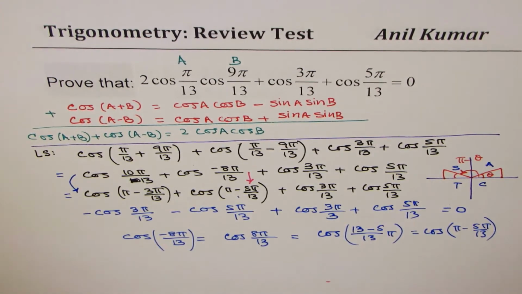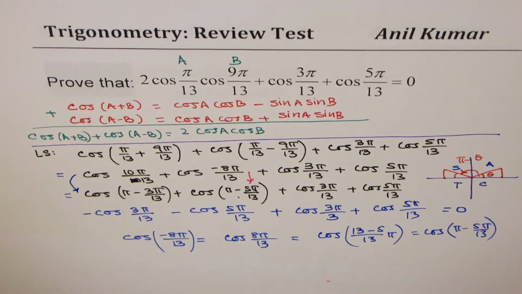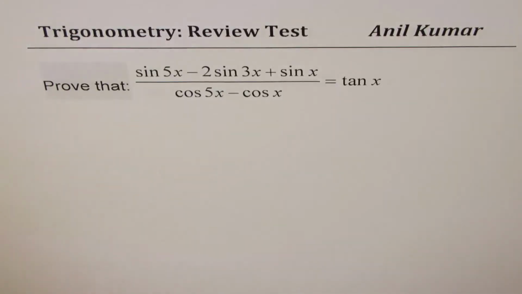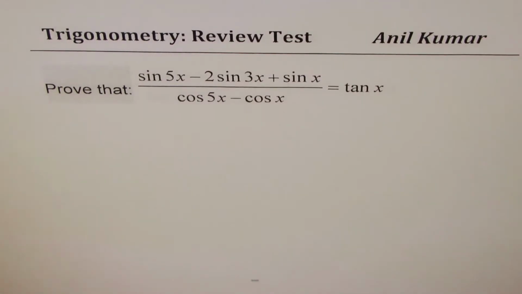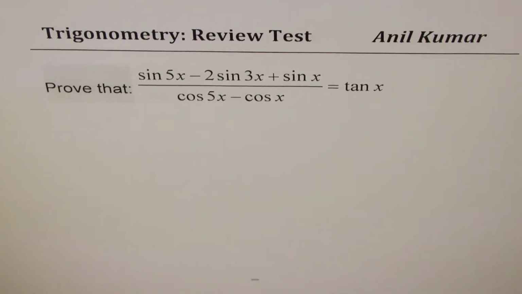So I hope these steps are absolutely clear, and we have used just the sum and difference to product form to get the result. Correct? Now we'll take up the next example, which is sine 5x minus 2 times sine 3x plus sine x divided by cos 5x minus cos x equals tan x. So you can pause the video, answer this, and then look into my suggestions. Now let us solve this particular question.